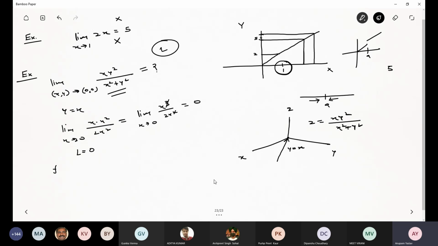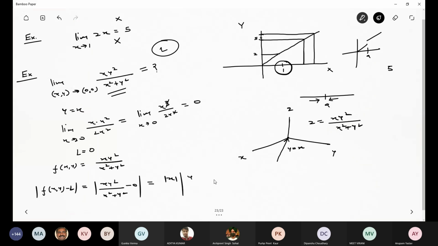f(x, y) is nothing but xy square upon x square plus y square. So we'll start with mod f(x, y) minus L. Put all the values which are known to us: xy square upon x square plus y square minus 0. And this will be equal to, we can write like this, mod x into y square upon x square plus y square. We can skip the second mod because this quantity is positive.